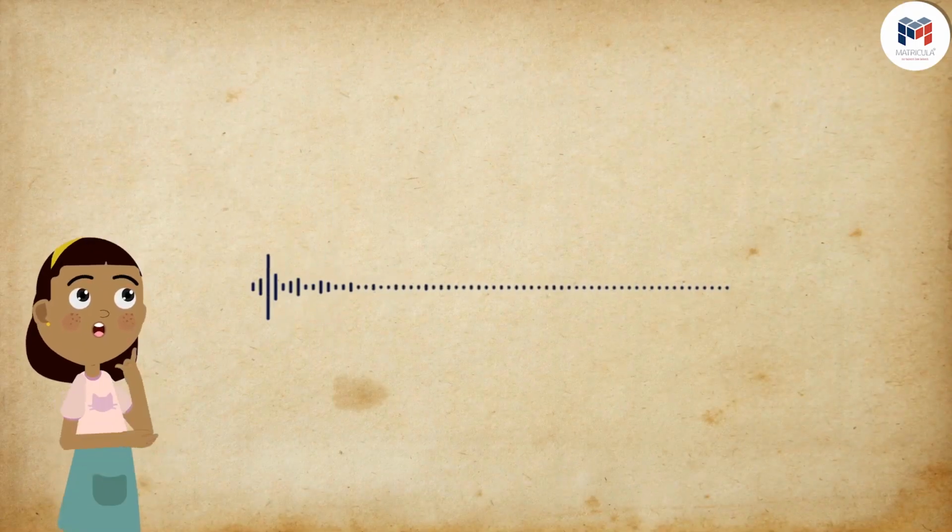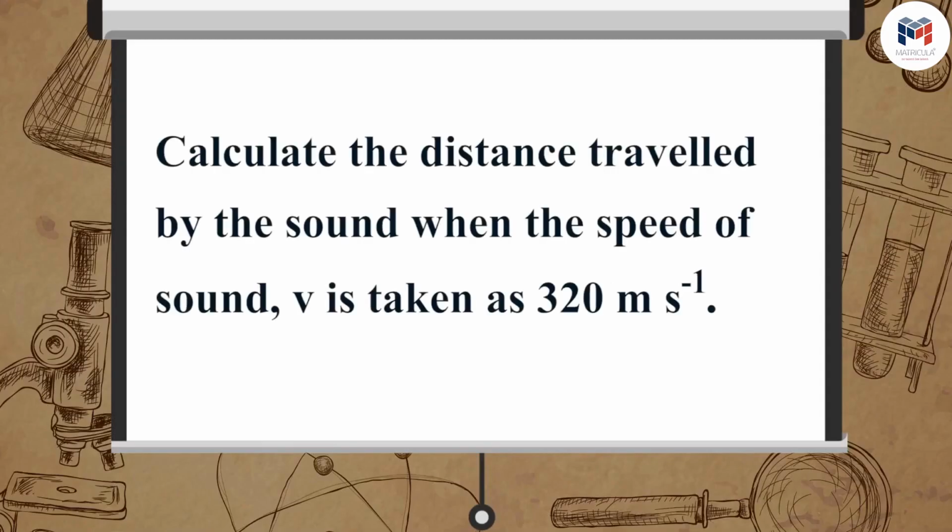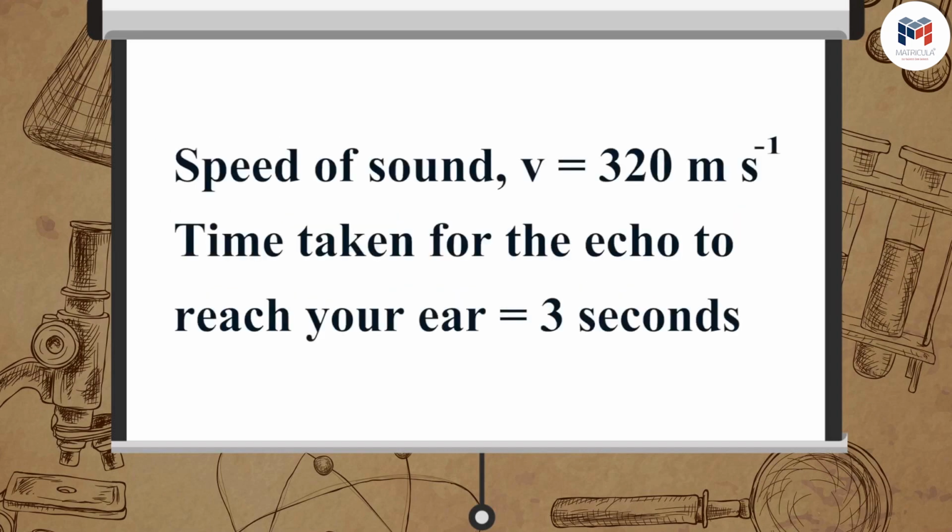Now, let us solve a simple problem together. Suppose you clapped your hands near a cliff and you heard the sound after 3 seconds. Calculate the distance travelled by the sound when the speed of sound v is taken as 320 meters per second. Here, speed of sound v is equal to 320 meters per second. Time taken for the echo to reach your ear is equal to 3 seconds.